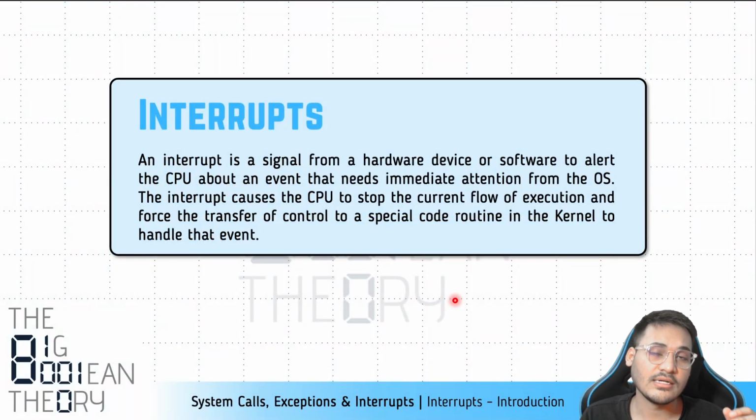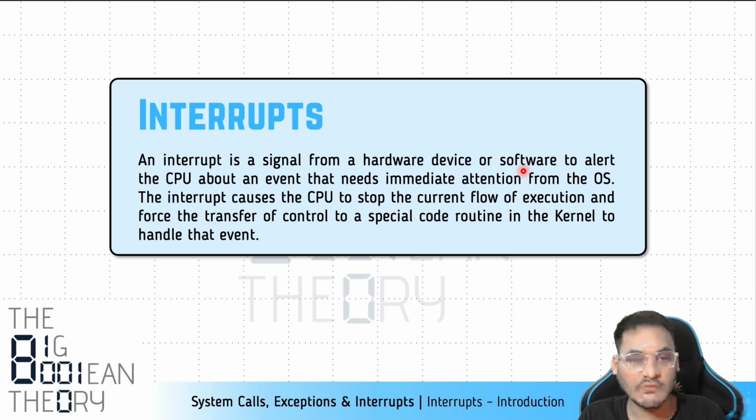So now let us understand what interrupts are, right? Here I have the definition of interrupts. Let me read it for you. An interrupt is a signal from a hardware device or software to alert the CPU about an event that needs immediate attention from the operating system. The interrupt causes the CPU to stop the current flow of execution and force the transfer of control to a special code routine in the kernel to handle that event.